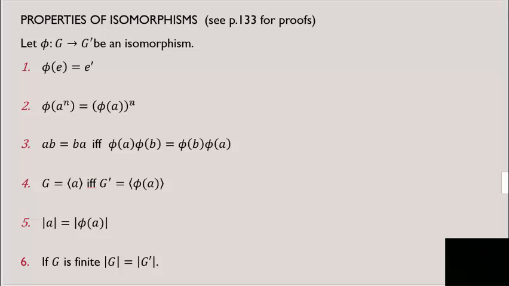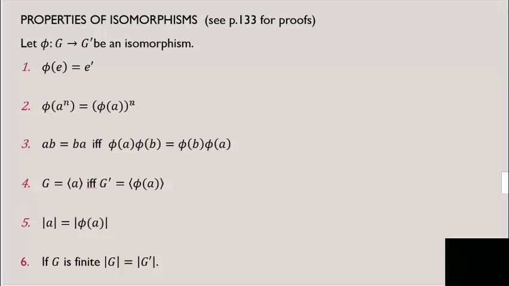Number 3, if A and B commute, then so do phi of A and phi of B, and vice versa. If phi of A and phi of B commute, then A and B commute. That could be extended really to say if G is abelian, so is G prime. But here we're just talking about two elements, A and B.